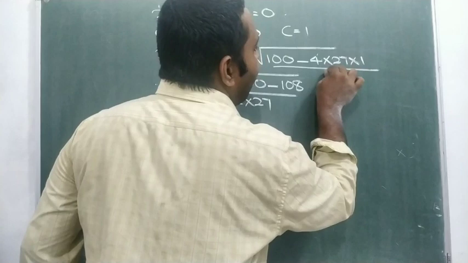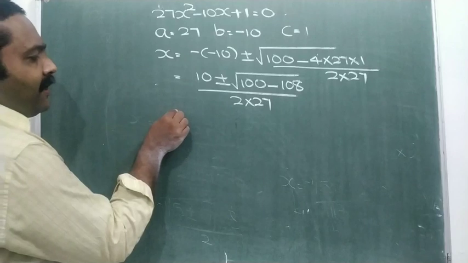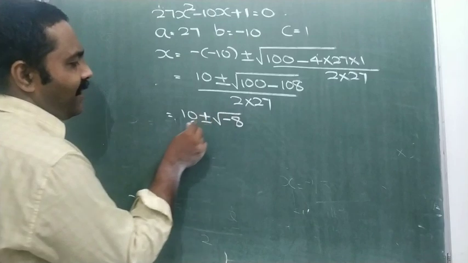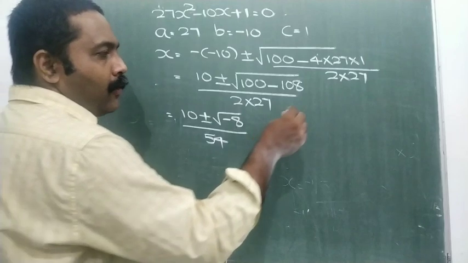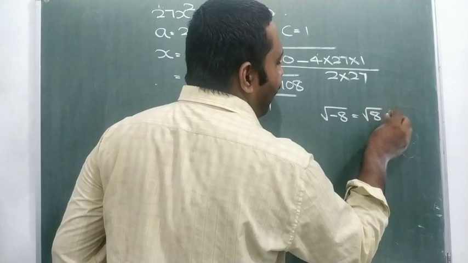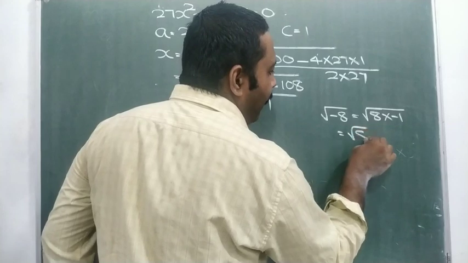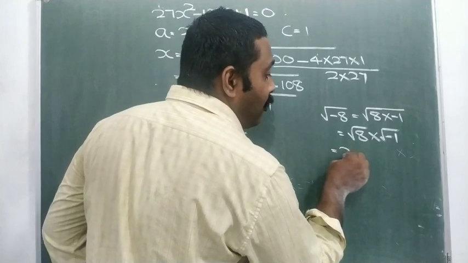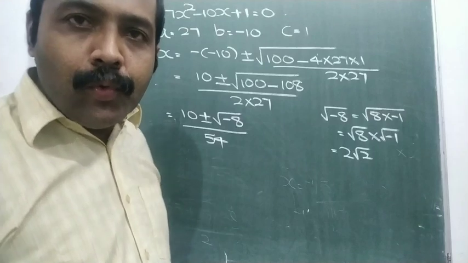Here also we can write 2 into 27, which is 54. Then 10 plus or minus root of minus 8 by 54. Okay. Root of minus 8 can be written in the form root of 8 into minus 1. Root 8 into root minus 1. Root 8 is 2 root 2, root of 4 into 2. Root 4 is 2. So 2 root 2.